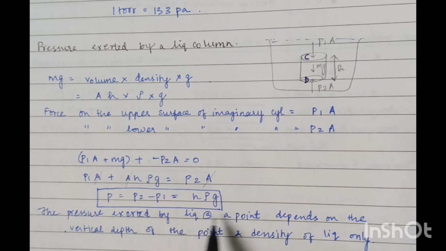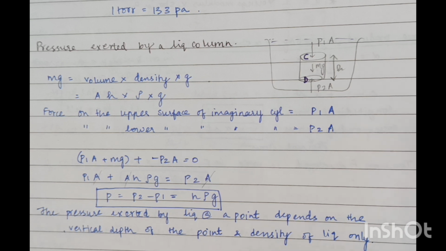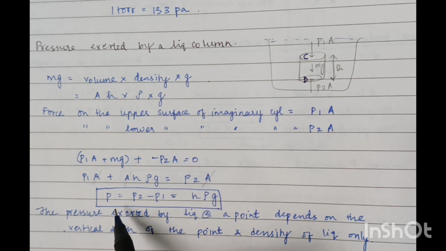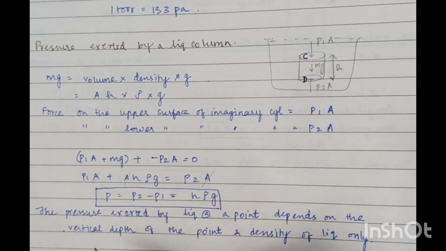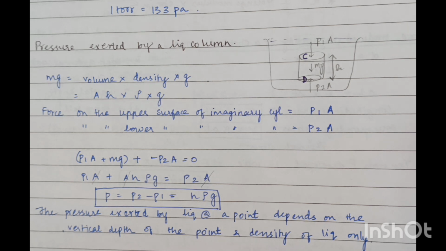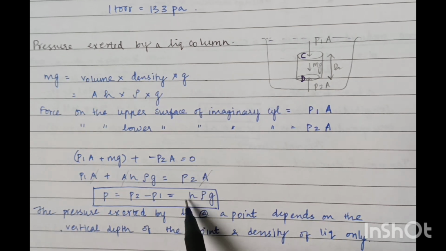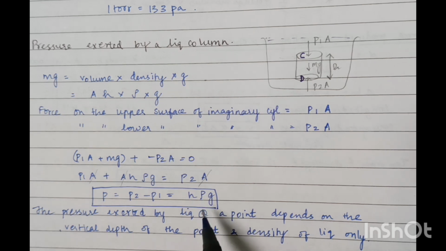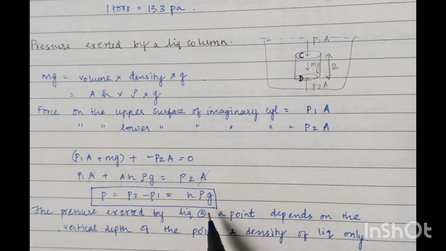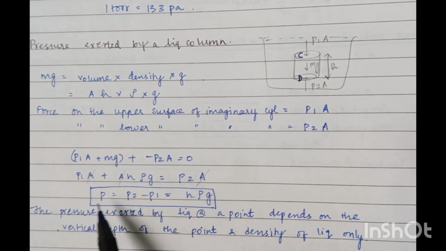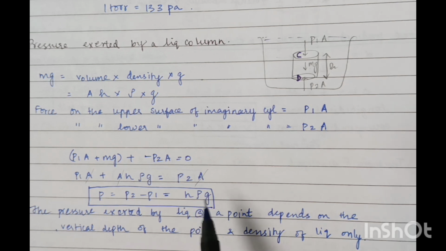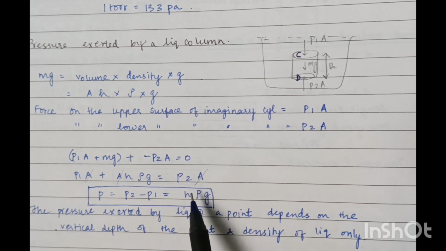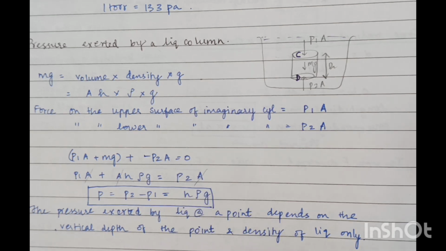So the pressure exerted by a liquid at a point depends on the vertical depth of the point and density of the liquid only. So this gives us the formula for pressure. Pressure at a point which is at a certain height from the surface is equal to h, that is height, into rho, that is density of the liquid, into gravity. And please note, this pressure is not dependent upon the shape of the container or the amount of liquid in the container. It is only dependent on the vertical depth of the point and density of the liquid only.